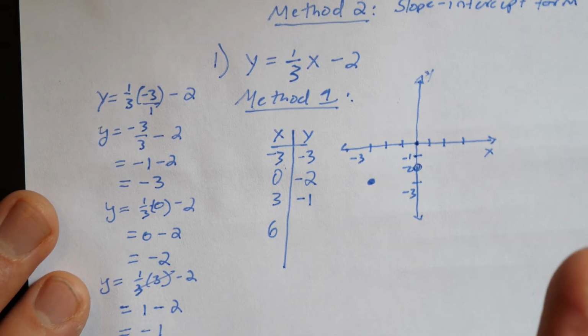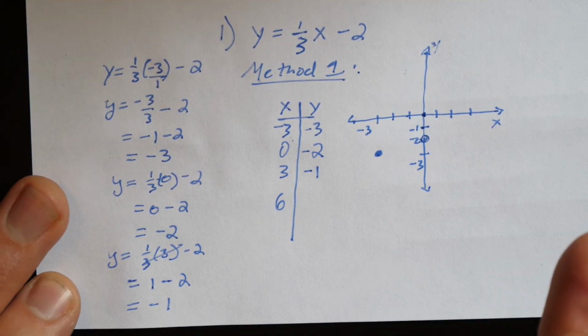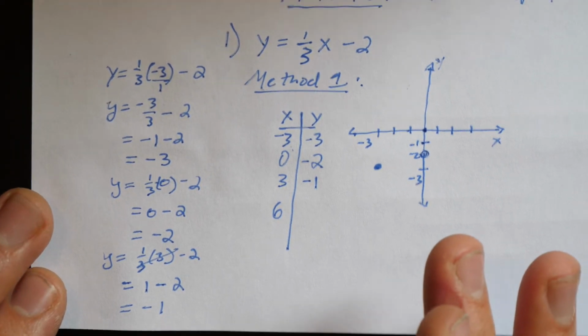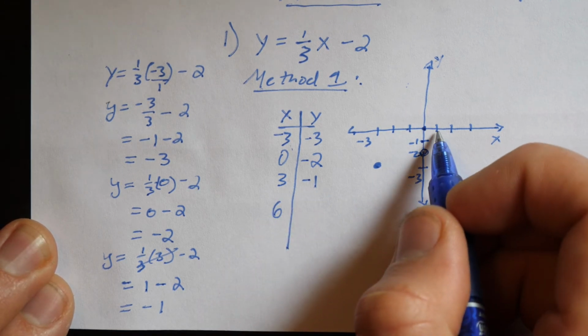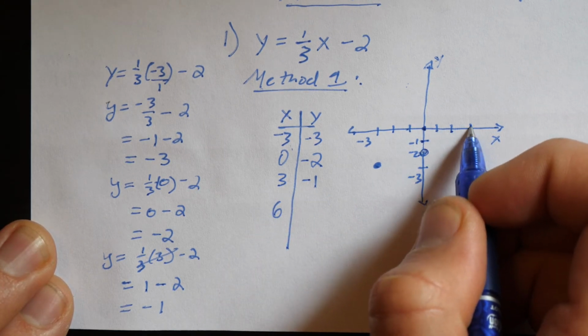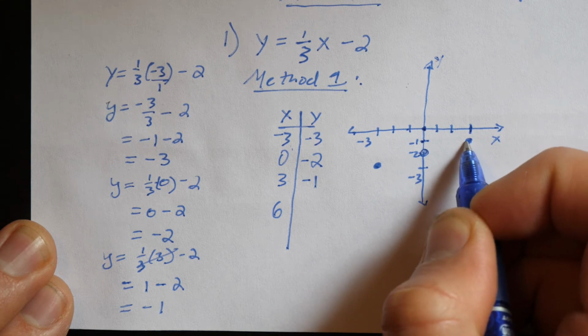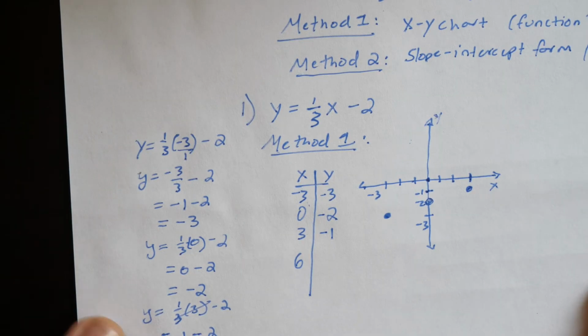Okay, so if I'm going too fast, just pause the video and catch up. All right. So I get 3 and negative 1. So I go positive 1, positive 2, positive 3, and then drop down to negative 1. Okay, all right, one more point to go.